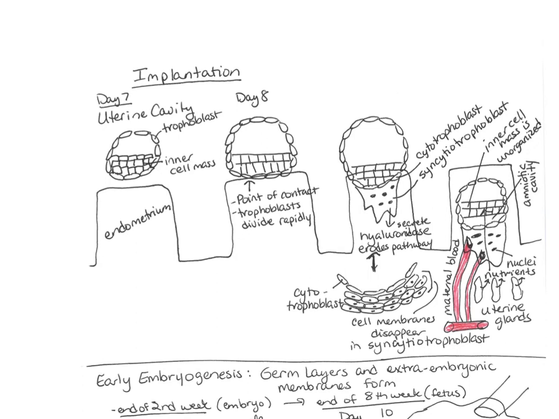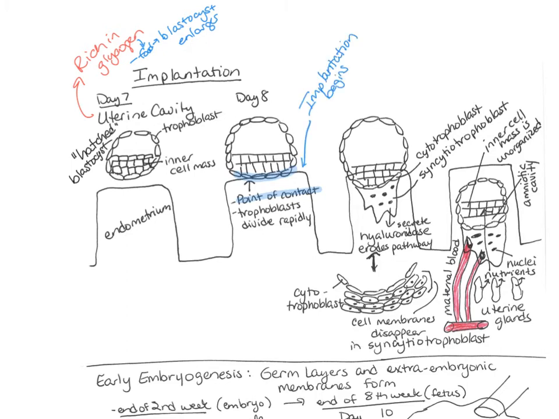Once the blastocyst is hatched, it's exposed to the glycogen-rich fluid of the uterine cavity. The fluid comes from the uterine glands. The blastocyst starts to enlarge. When it's fully formed, the blastocyst contacts the endometrial lining and implantation takes place. Day 8 is when the blastocyst contacts the endometrial lining.